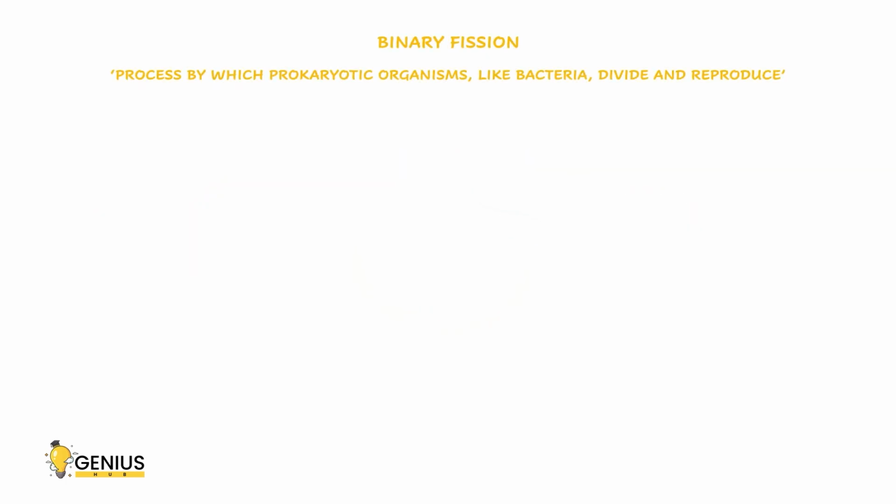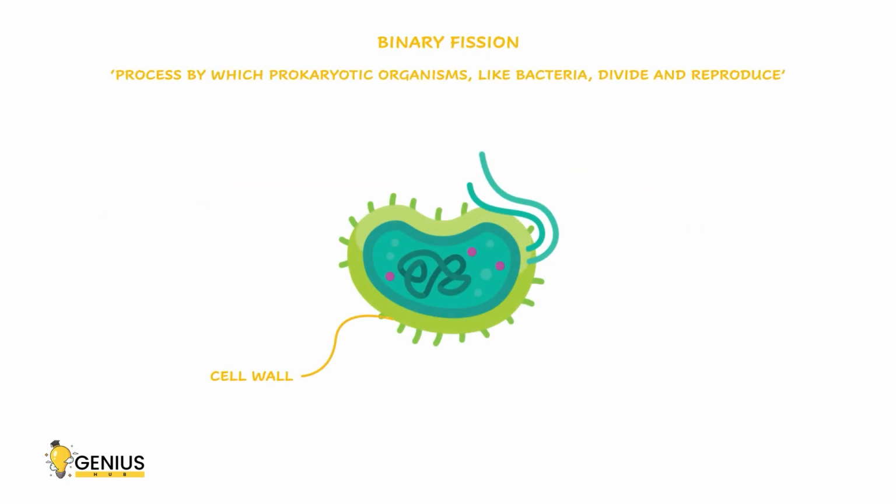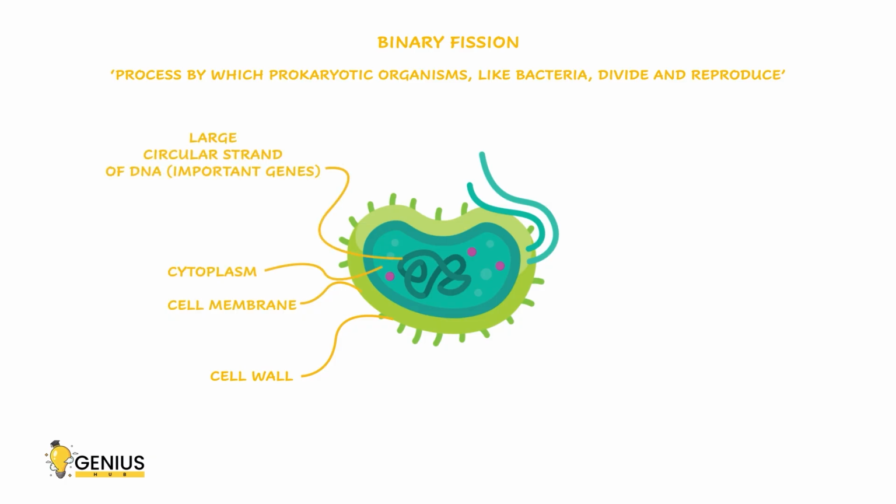Starting with a single bacterial cell, we observe that it has a cell wall, a cell membrane, cytoplasm, a large circular strand of DNA containing essential genes, and some bacteria also have a flagellum, a tail-like structure used for movement, though not all possess one.